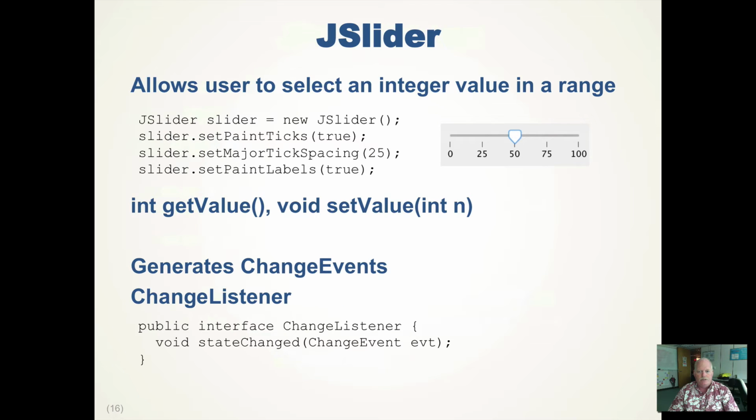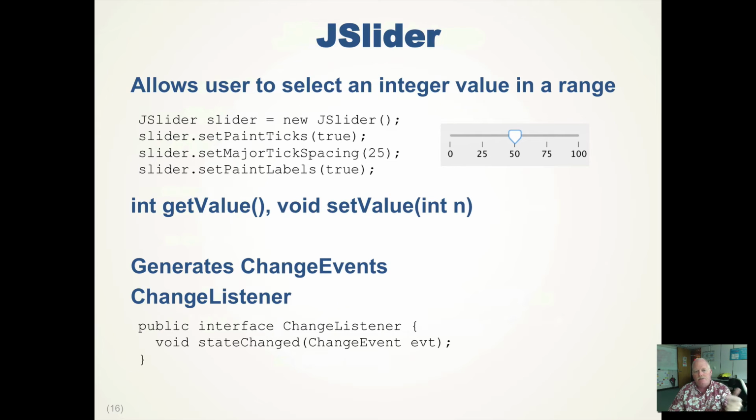The next component is a slider, which allows the user to select an integer value in a range. By default, they go from 0 to 100, so if you use the default constructor, new JSlider, you get a range from 0 to 100. You can define the range you want. You can say paint the ticks, which causes it to draw those vertical lines and gives an indication of where you are in the range.